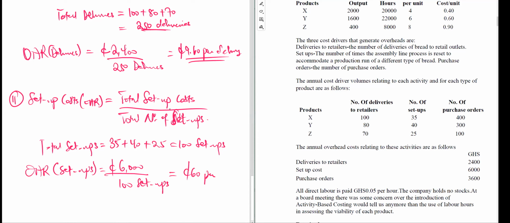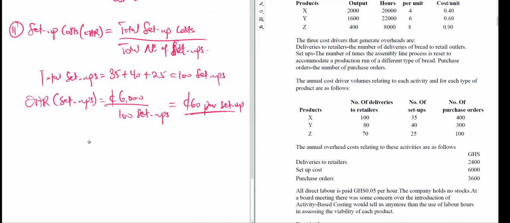60 per setup. Okay, so somebody should interpret this for me. For every setup, it costs the organization 60 cedis in overhead. Thank you. What's the last one?